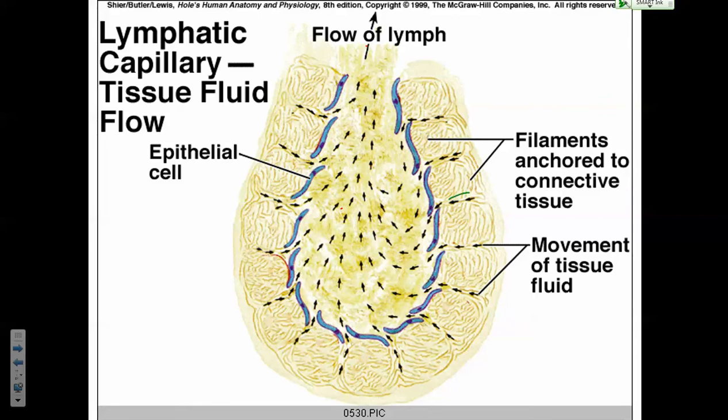So fluid can move in this way, but if it backs up, it causes that to close off. So fluid can move into the lymph capillary, but it cannot move out of the lymph capillary. So the only place it can go is up towards the lymph vessels. Okay? Do you understand, because this is almost like a little swinging door, if there's pressure put on it, it's going to open up?